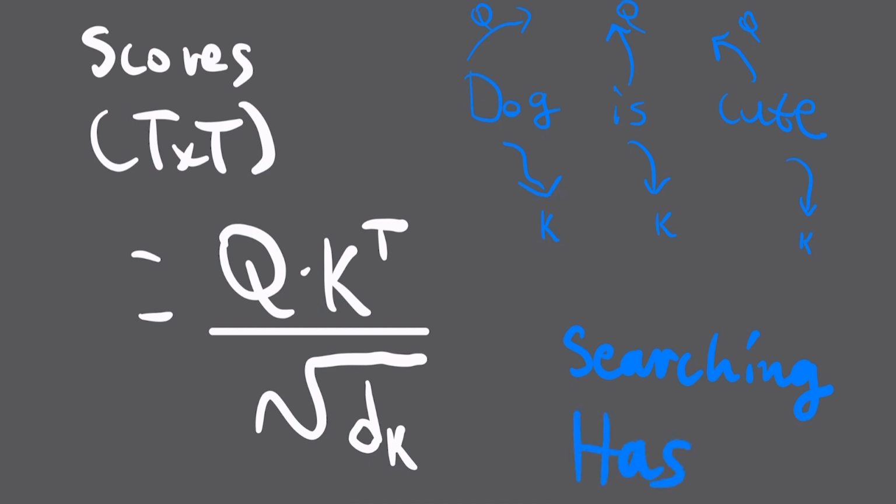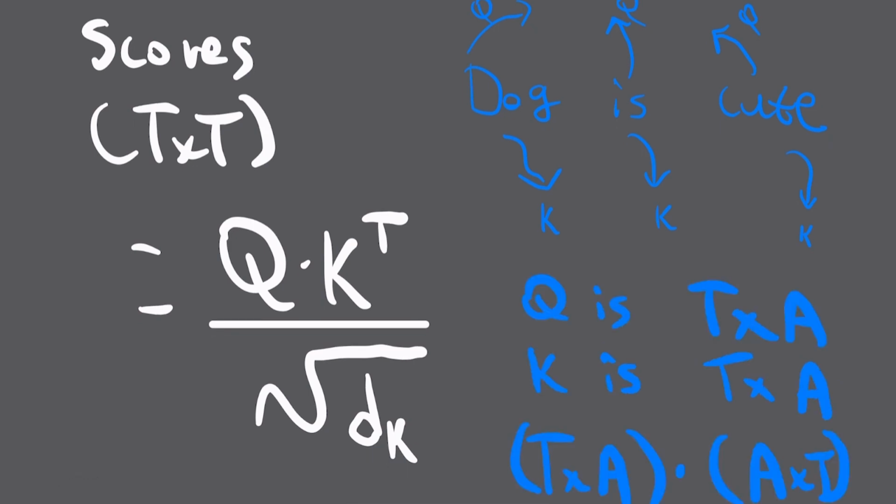What information does that token actually contain? So the query for dog might match up with, say, the key for cute, since we know this is a noun, we know this is an adjective, maybe they're looking for each other. So every single token is going to generate a key and a query.